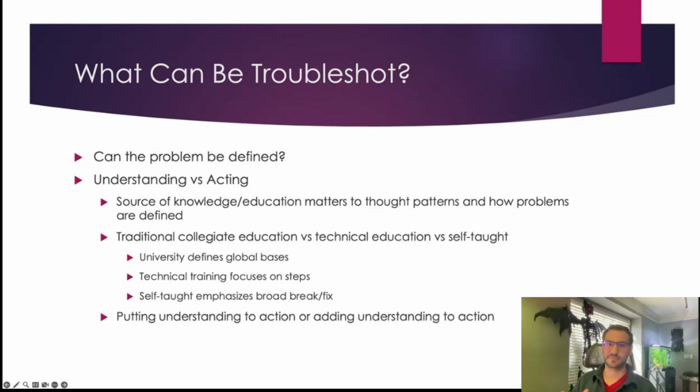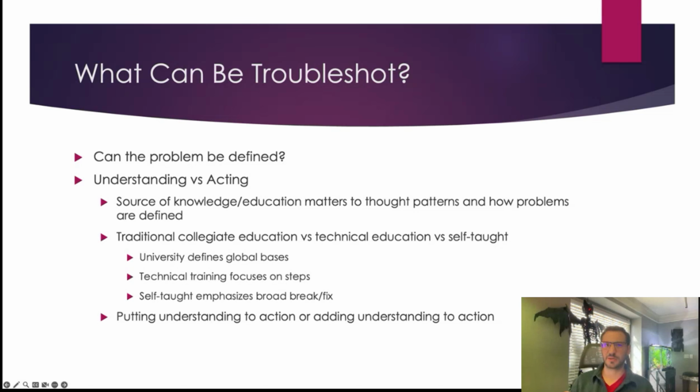And sometimes, especially in larger organizations, that responsibility may fall onto different teams and different people in different places. So it's important to consider our source of knowledge and our education into how we think and what our patterns are, especially when it comes to diagnosing an issue or working with other teams and other team members across the company. So for example, traditional collegiate versus technical education versus somebody being self-taught, right? Those are your general three paths that you find most people fall into inside of our company.